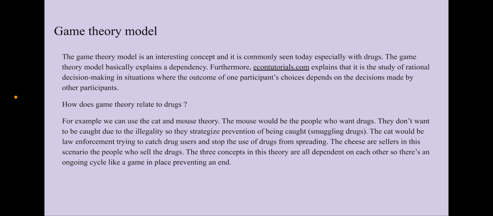Now, the cat would be law enforcement. The cat is trying to stop the people from spreading drugs overall. And then you have the cheese sellers, which are basically people who sell drugs. So these three main concepts are like a model, and they all depend on each other. In a way, if one is behaving a certain way, then the other also has to behave a certain way. So the actions of one participant will determine the actions of another participant.